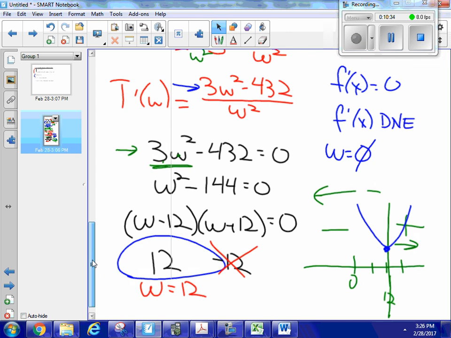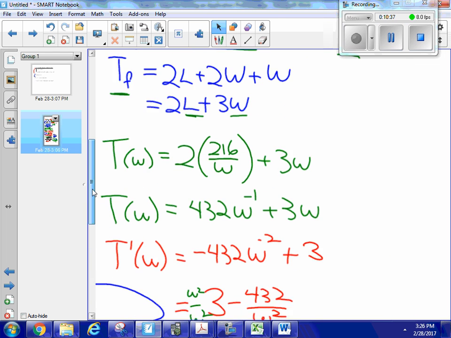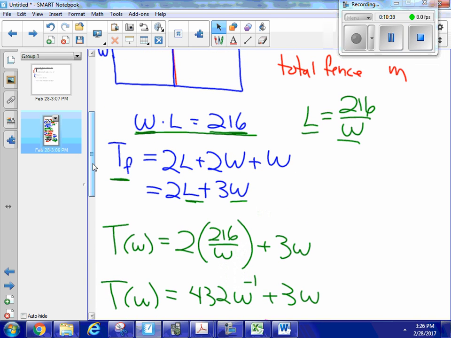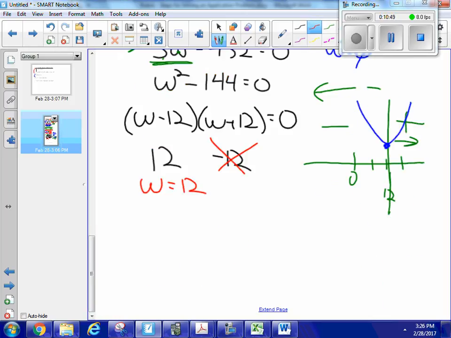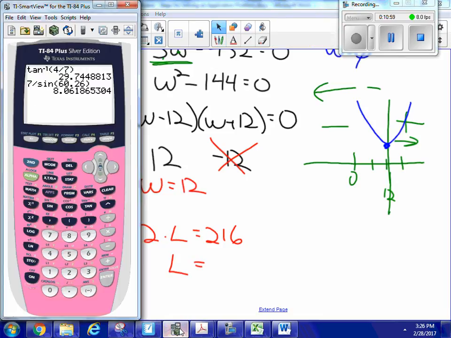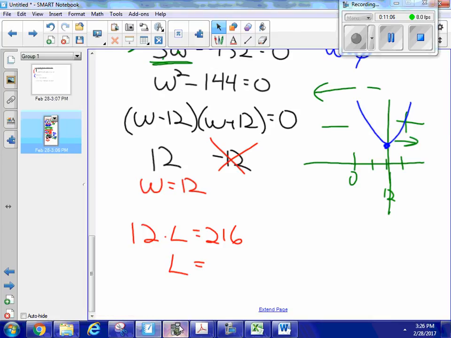So now I can go back to my other formulas here. Okay. So I know that W times L is equal to 216. So if W equals 12, 12 times L equals 216. That means L must equal 216 divided by 12. Oh, isn't that pleasant? It's a nice round number. L is equal to 18.